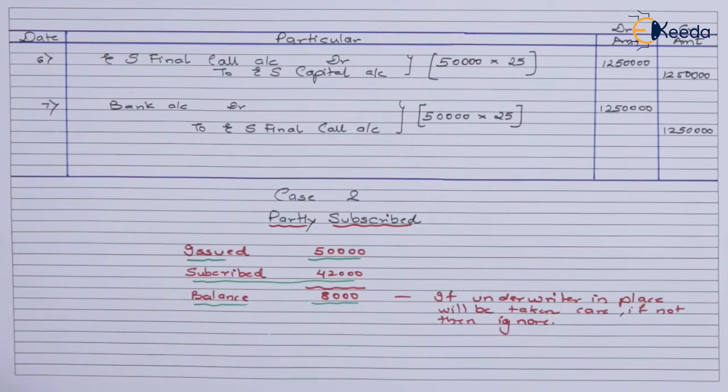So for the first entries, that means receipt and due of application, you will be dealing only with 42,000 shares and not with 50,000. Make sure there is no error related to 50,000. When it comes to allotment, you're going to allot only 42,000 shares. There is no reason to deal with 50,000 shares here, unless there is an underwriter in the question who states that the balance issue will be taken care of by him. As this is not mentioned, you'll be dealing only with 42,000 shares here. So let's start with it.